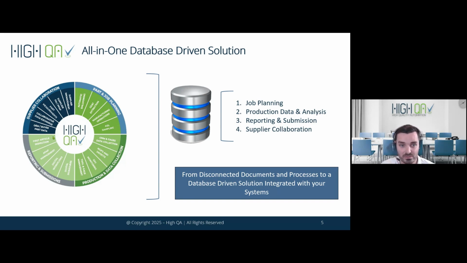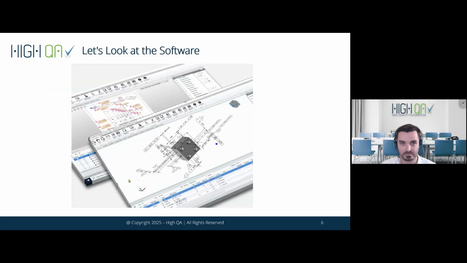Being database driven, these different areas, whether that be part and job planning, production and data collection, reporting and submissions, or even supplier collaboration, are all connected and working with one another. Having all this information in our database, that data can be used in a variety of ways, often automatically. So really the goal is time savings, efficiencies, and consistencies, all inside a centralized database. With that, let's jump into the software.